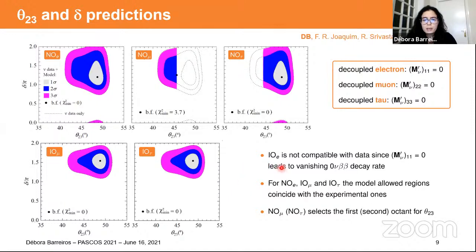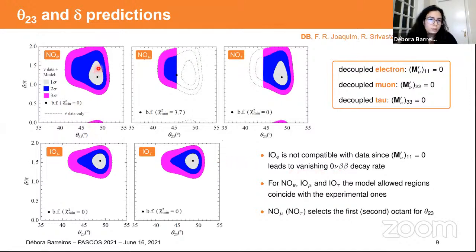Notice that I don't present here the case of inverted ordering and decoupled electron because it is automatically excluded, since it leads to vanishing neutrinoless double beta decay. And we know that that is incompatible with inverted ordering.